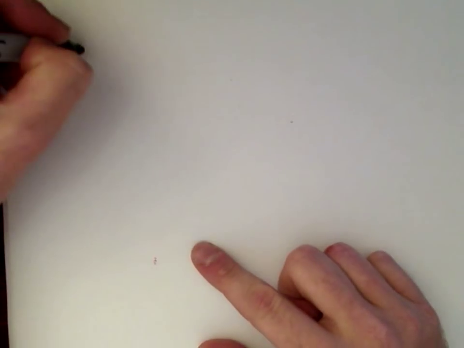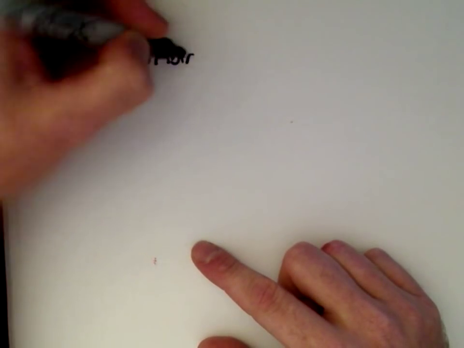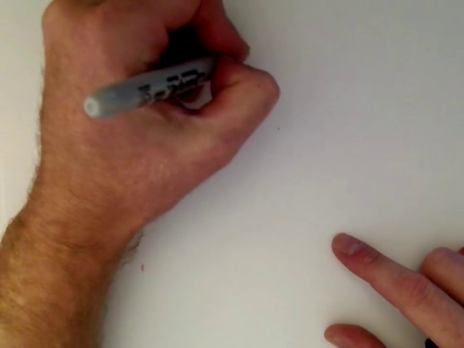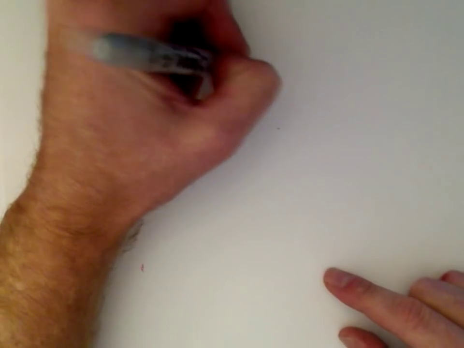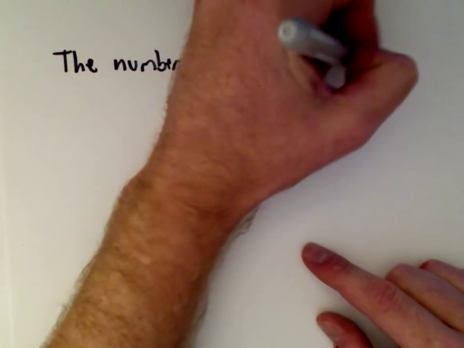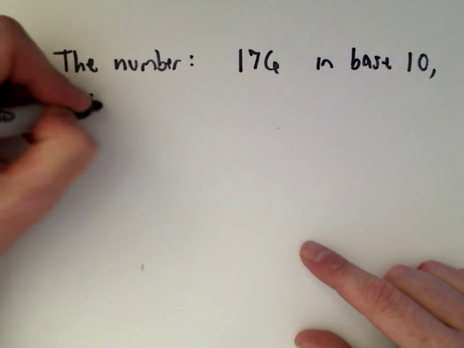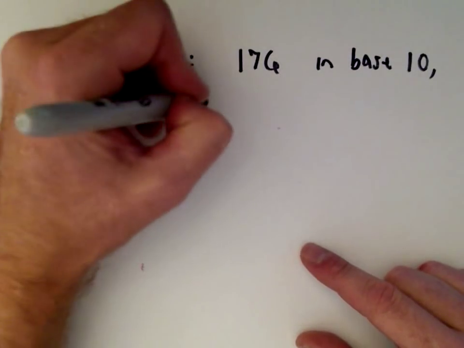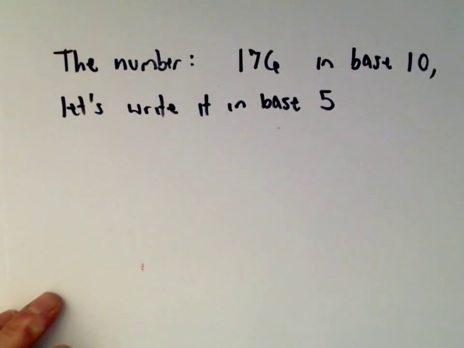Let's write, just to be complete here, because otherwise I'll feel like I've left something out. Suppose we have the number, let's see, what's a decent number? I don't know, let's use 176. So the number 176, and let's suppose that's in base 10, and let's write it in base 5.